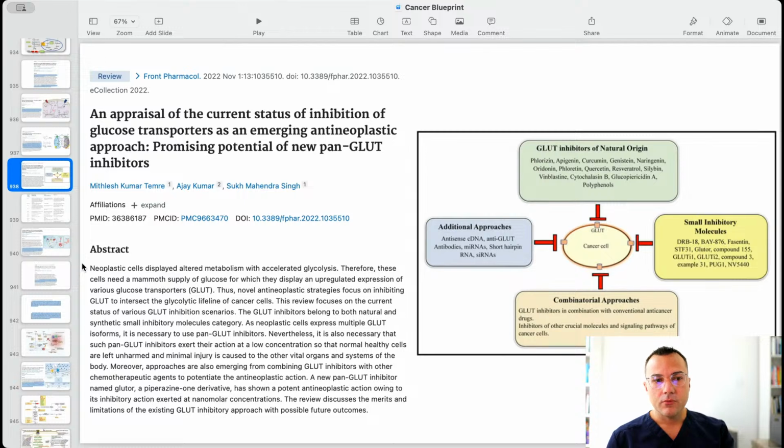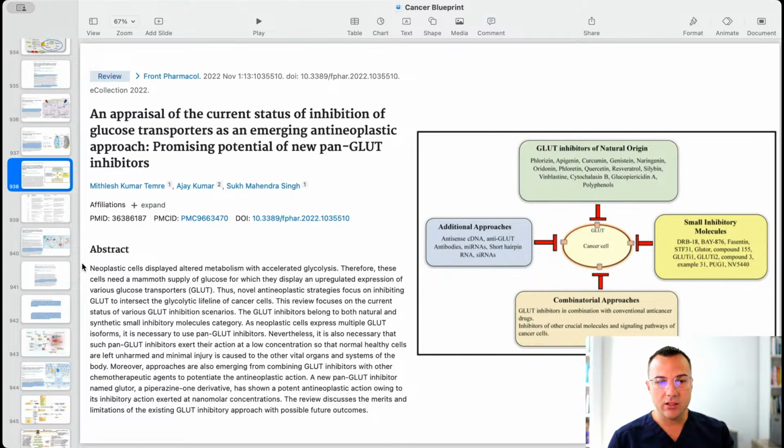Neoplastic cells display altered metabolism with accelerated glycolysis. If you've been watching this channel for even a couple of days, you probably know that's the case, right? The Warburg effect. Therefore, these cells need a mammoth supply of glucose, for which they display upregulated expression of various glucose transporters, GLUT. Thus, novel anti-neoplastic strategies focus on inhibiting GLUT to intersect the glycolytic lifeline of cancer cells. This review focuses on the current status of various GLUT inhibition scenarios. The GLUT inhibitors belong to both natural and synthetic small inhibitory molecule categories.